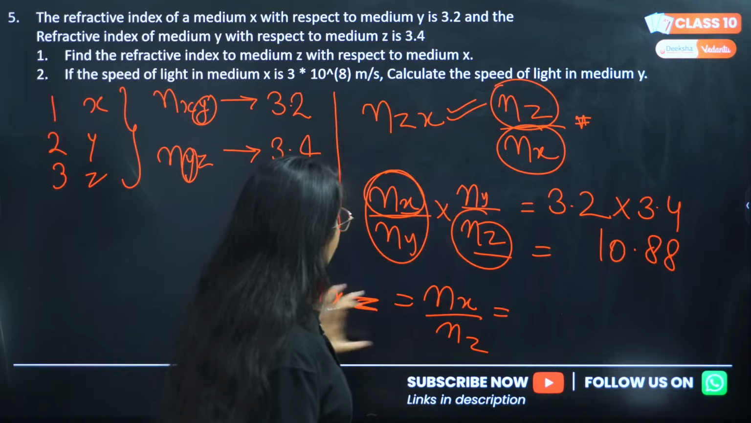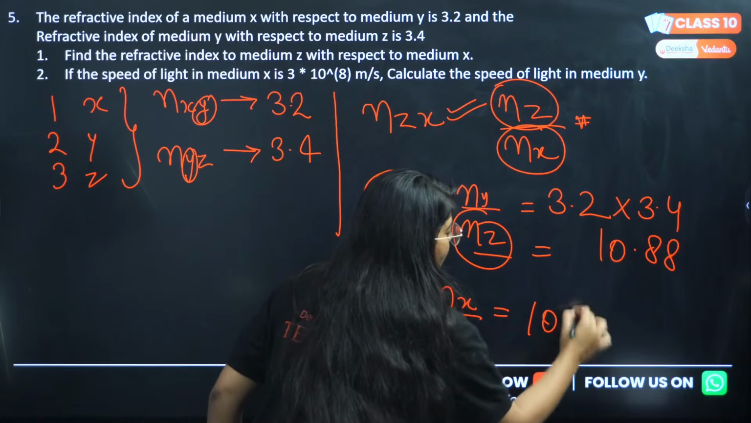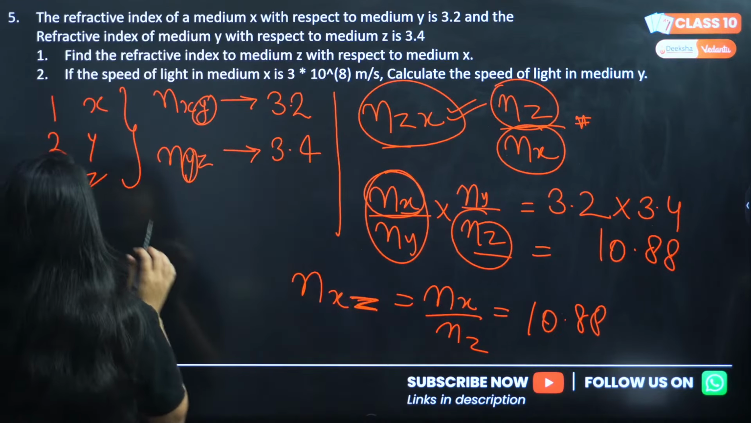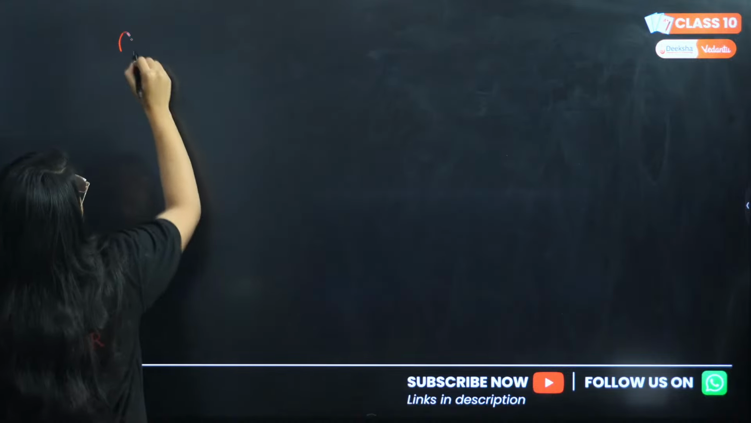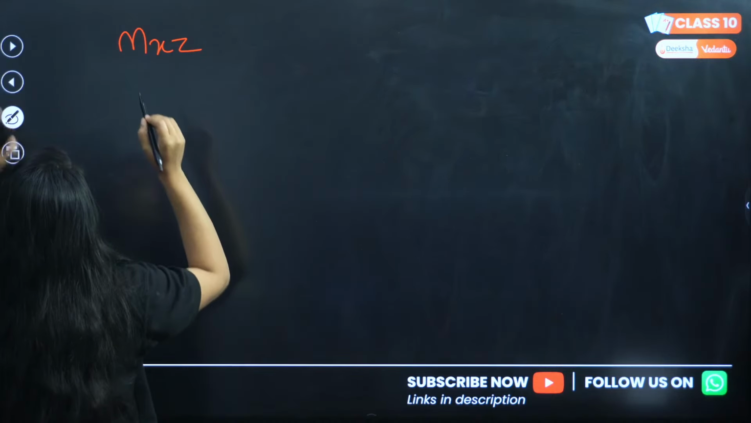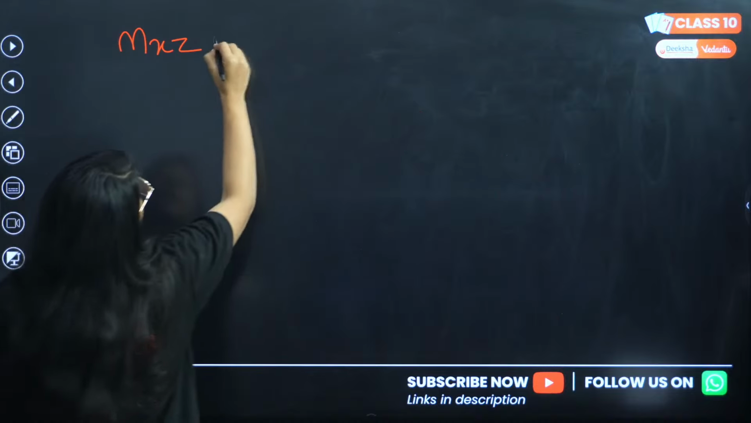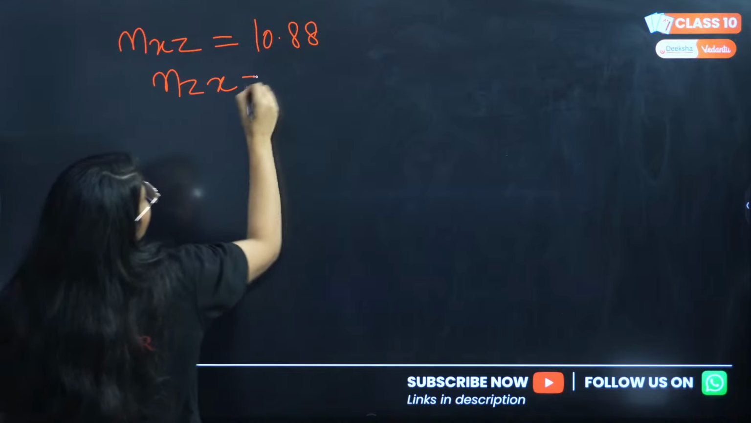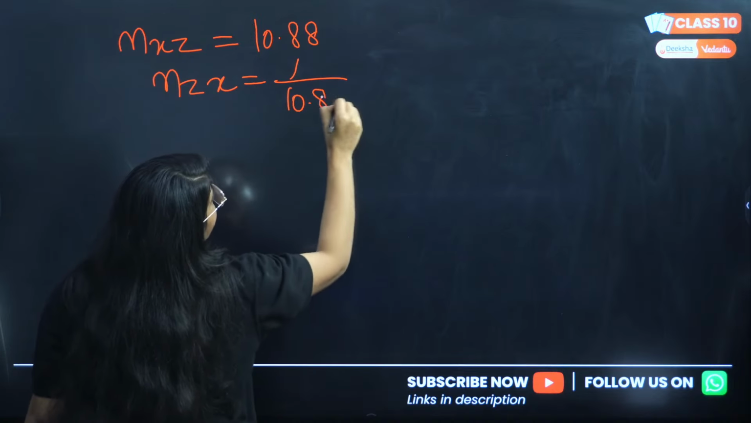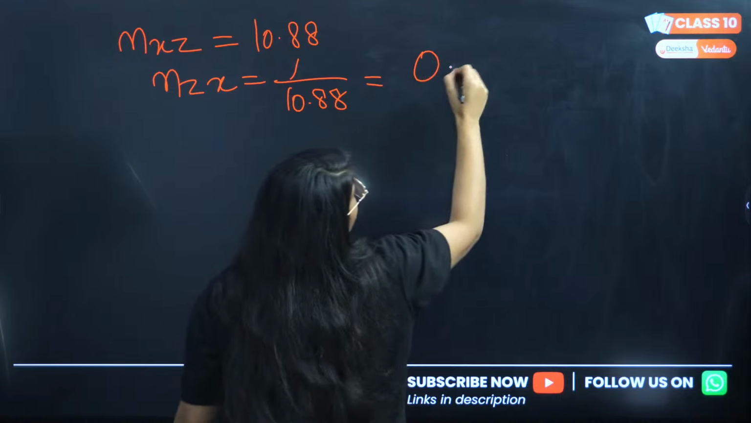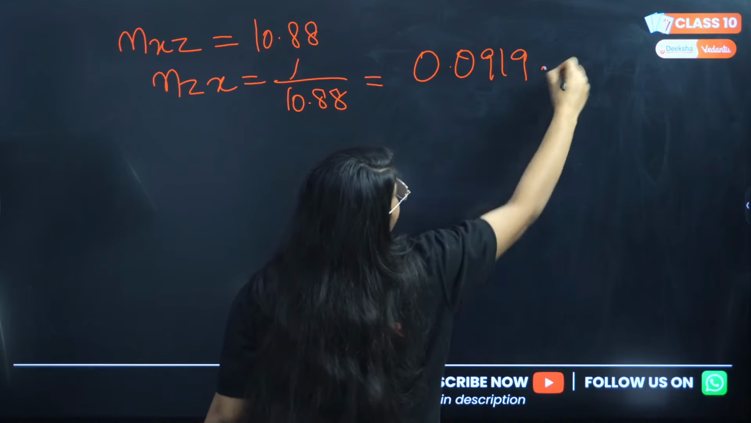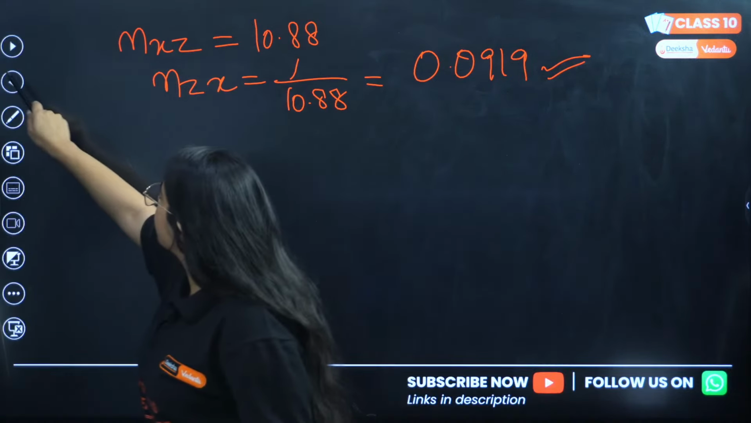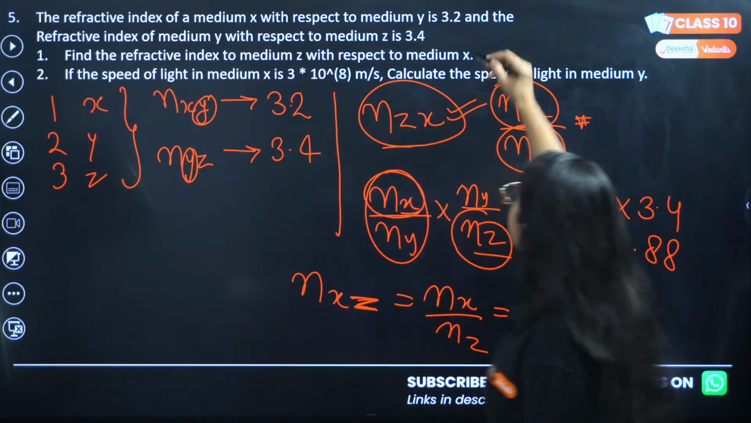Okay, now since this is the reciprocal of what we want, we can just write this is nx by nz, which is 10.88, but we want nz by nx, so I can just reciprocate it, correct? nXZ, what did we have? Yes, it was 10.88. So for nZX, we can just reciprocate it, and Alia was correct, it will be 0.0919. This is the refractive index of medium z with respect to medium x. Correct? First part is done.